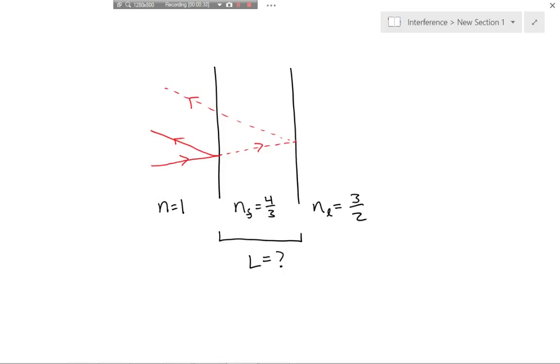Now the first thing you want to do whenever you have a thin film interference problem like this is you first want to figure out whether or not there's going to be any phase differences between the reflected waves caused by the phase shifts in the reflections.